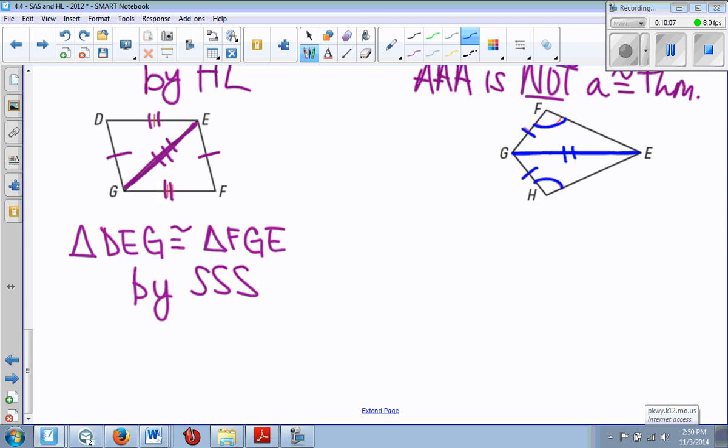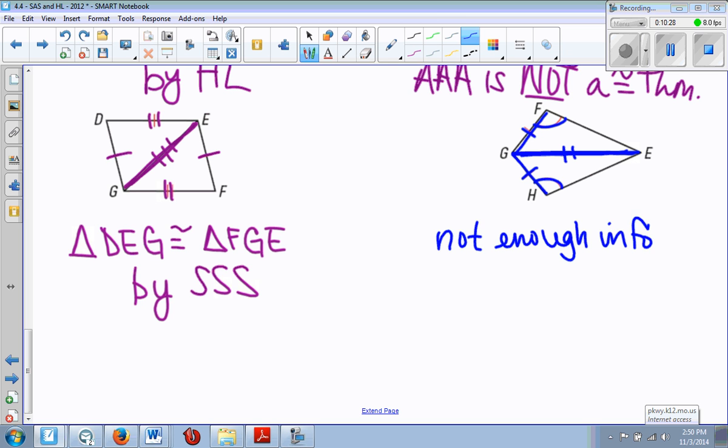And if you notice, this again brings back side-side-angle. So we've got a side here, and then an angle that is not included. We've got a side here, and an angle that is not included. Anytime we see a picture like this, we have to write down that there's not enough information.